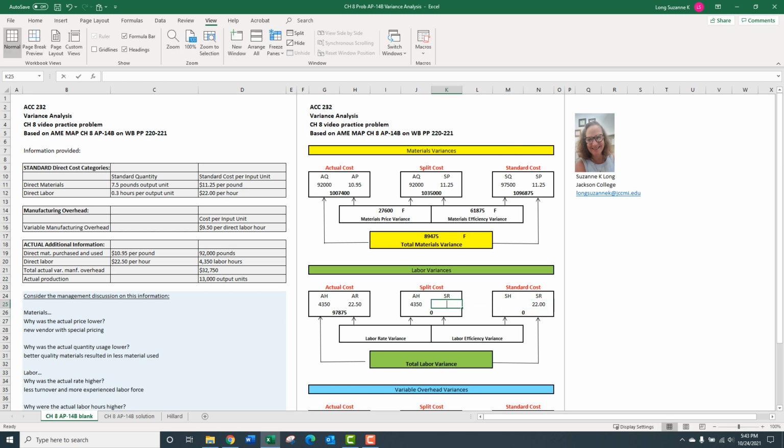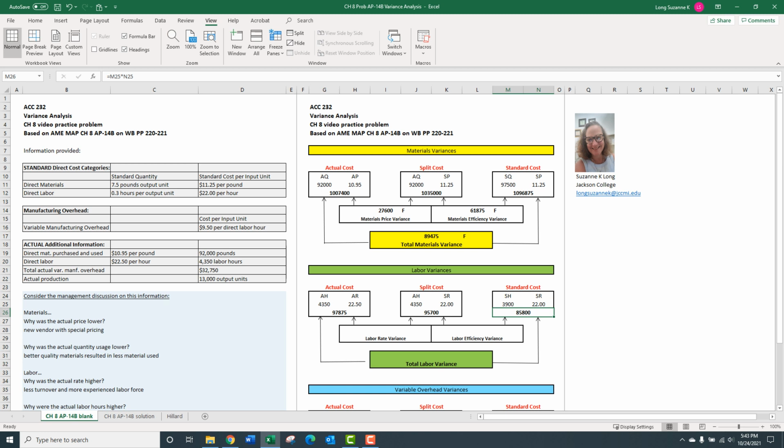So the rates are really close. Look at that. $22 per hour versus $22.50 per hour. So just a hair higher than planned. Standard hours, like this one, we're probably going to have to do a calculation. Yep. So here's labor, here's the standard. It's supposed to take 0.3 hours of labor time per output unit, per item that we produced or manufactured. So we need 0.3 times 13,000. All right, let's get that in there. Equals 0.3 times 13,000.